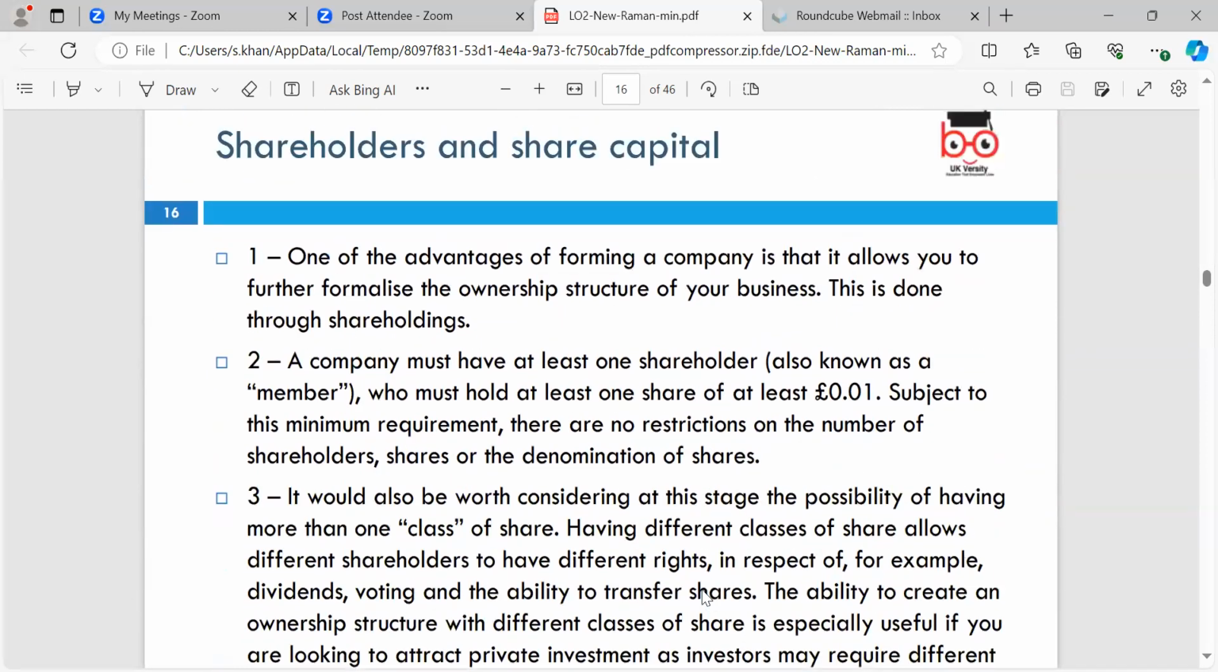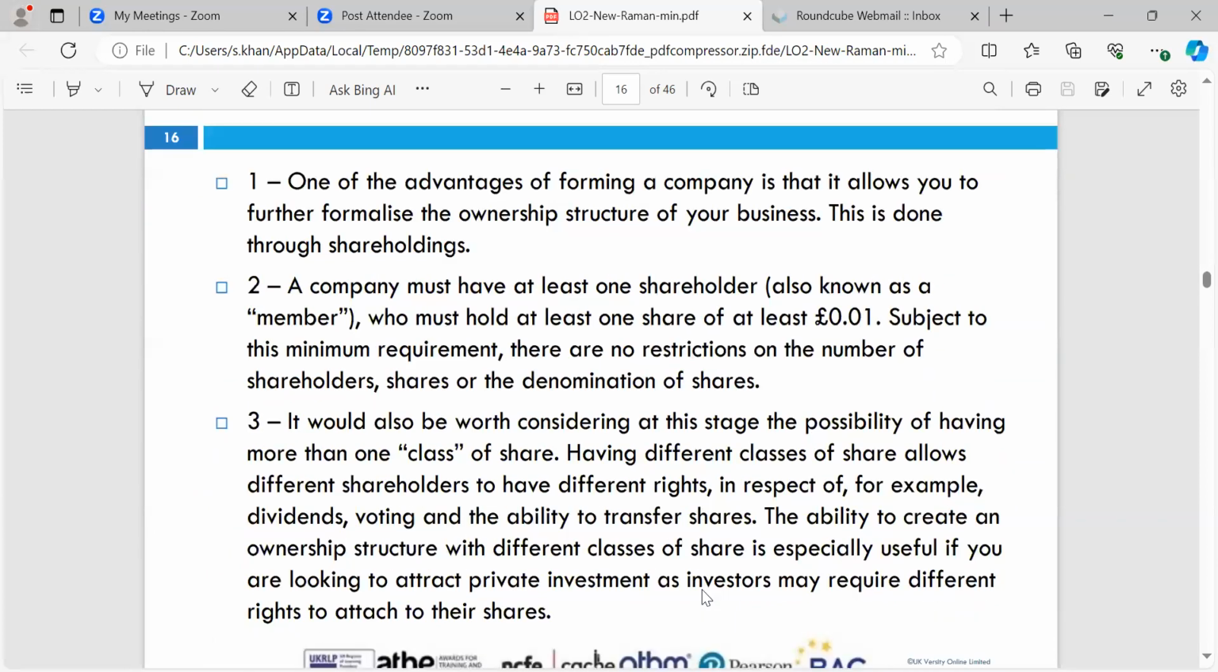Shareholders and share capital. Number one, one of the advantages of forming a company is that it allows you to further formalize the ownership structure of your business. This is done through shareholdings. Number two, a company must have at least one shareholder, who must hold at least one share of at least 1p. Subject to this minimum requirement, there are no restrictions on the number of shareholders, shares, or denomination of shares.